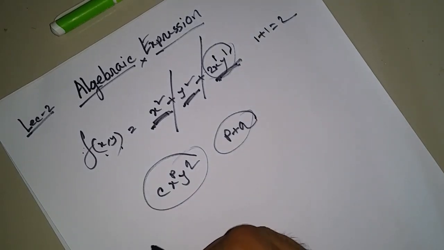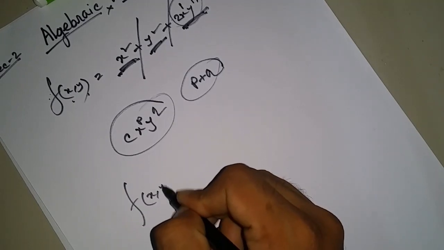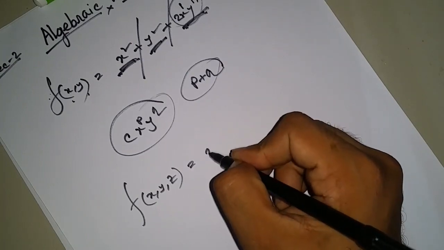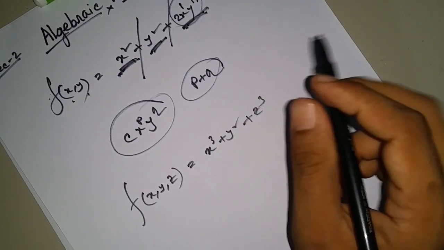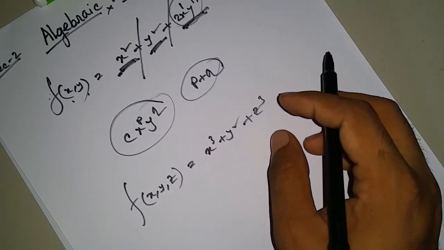Similarly, polynomials of 3 variables, say variables x, y, z, for example x cube, y squared, z cube. This is an example of a polynomial of 3 variables.